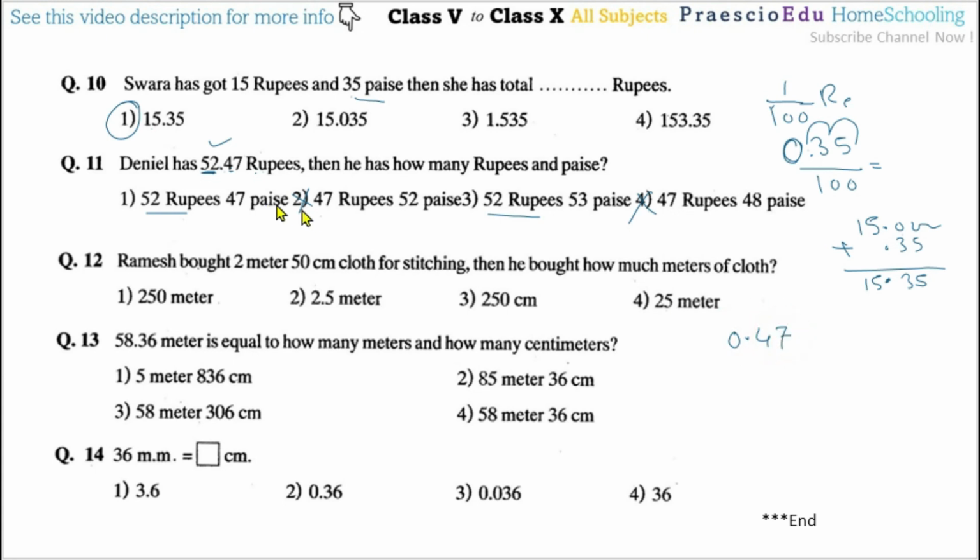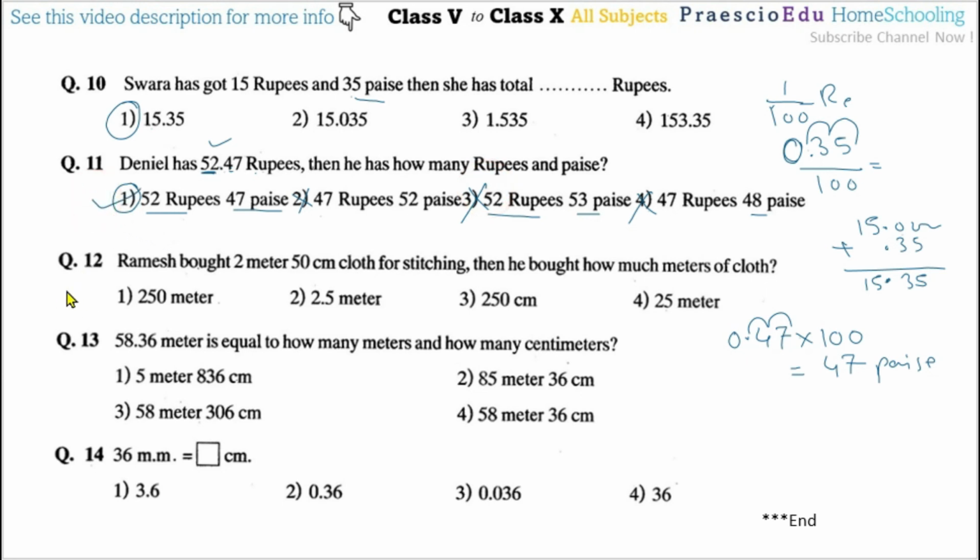This is in rupees, so it can be converted into paise. Here multiply by 100, because 1 rupee is equal to 100 paise. If you carry out this multiplication, the decimal point will be shifted two places, so it becomes 47 paise. So 52 rupees and 47 paise, which means option number 1 is the correct one. Here 48 paise is mentioned, and here 53 paise, so option number 3 also cannot be. So option number 1 is correct.